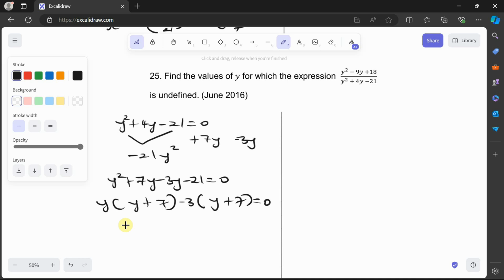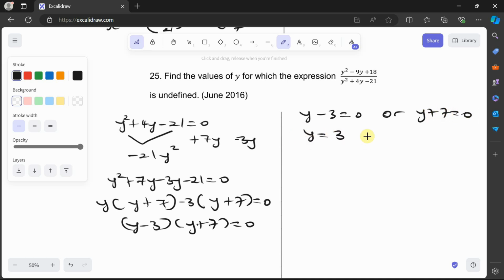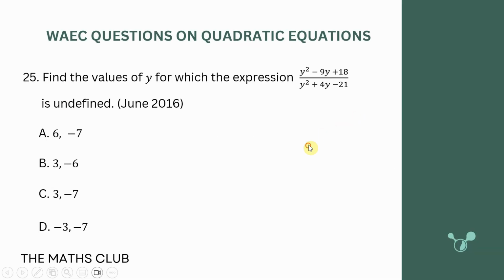So let's group. That will be y minus 3, y plus 7 is equal to 0. So just like we could say y minus 3 is equal to 0, or y plus 7 is equal to 0. So in this case, y is equal to 3, or y is equal to minus 7. So we could say therefore y is equal to 3 or minus 7. That will be option C.